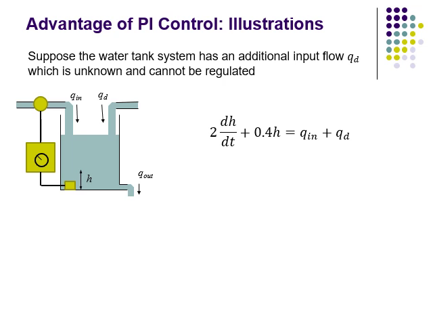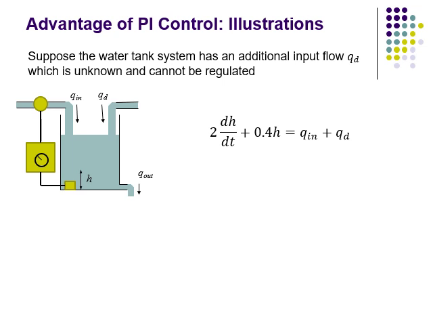So it is something that will affect the height of fluid in the tank, but which we can't do anything about, at least not directly. So the idea is now we want to use the PI controller to compensate for the effect of the additional flow into the tank.